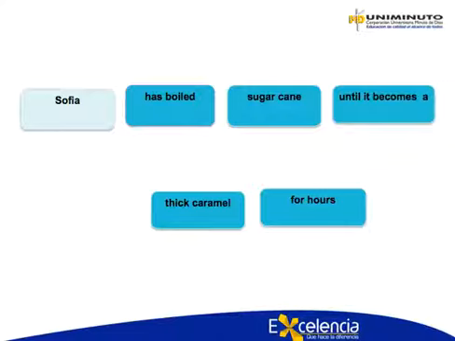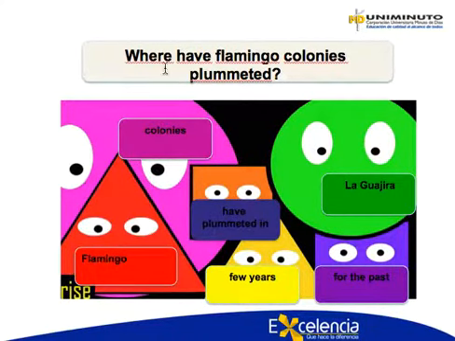Okay, the next question. The question is, where have flamingo colonies plummeted? So, we are talking about flamingo colonies, right? That's why we have to use have. So it's not possible to use has, because has is for the third person. Okay? So where have flamingo colonies plummeted?